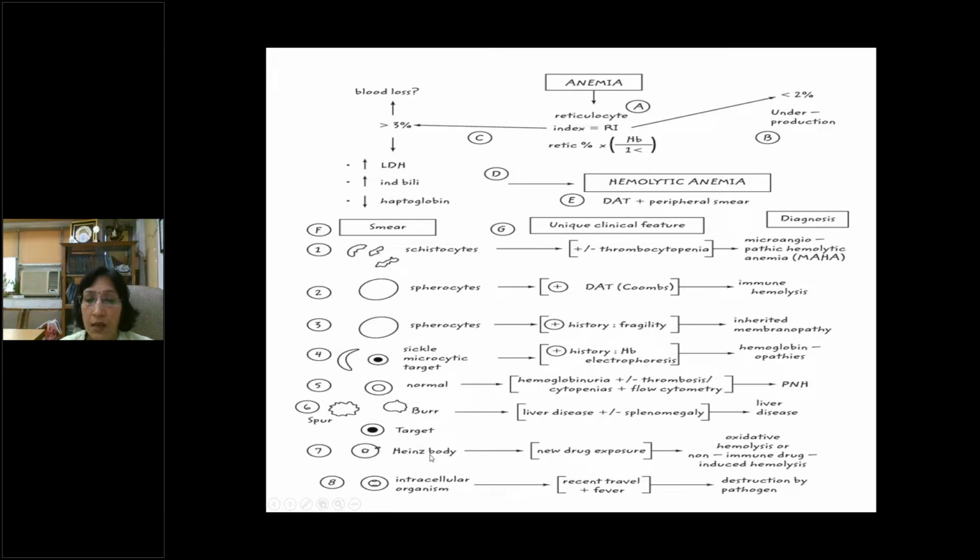Heinz bodies are seen mainly in oxidative hemolysis. If you find Plasmodium vivax or other organisms, or toxic granulation, there is always a history of acute infection. You will be able to make your diagnosis by history and clinical examination. And of course, if you are suspecting a specific disease, for thalassemia order hemoglobin electrophoresis, and for sickle cell anemia also order hemoglobin electrophoresis.